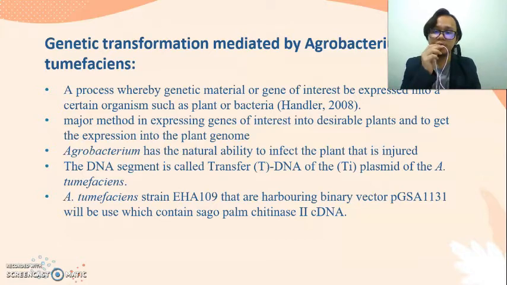This is because Agrobacterium has the natural ability to infect plants that are injured. In Agrobacterium tumefaciens, there is the Ti plasmid, and in the Ti plasmid there is transfer DNA, which is responsible for transferring any gene of interest into the plant genome, whereby it will be integrated into the plant genome. In this FYP study, Agrobacterium tumefaciens strain EHA109, which harbors the binary vector pGSA1131, will be used, which contains sago palm chitinase 2 cDNA.